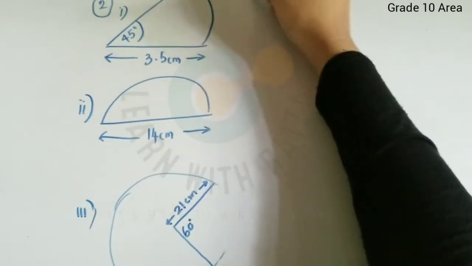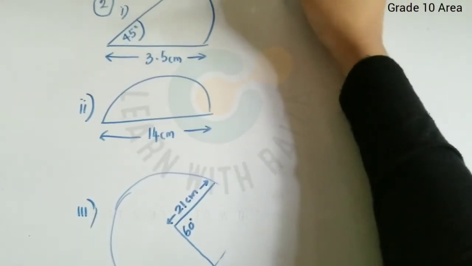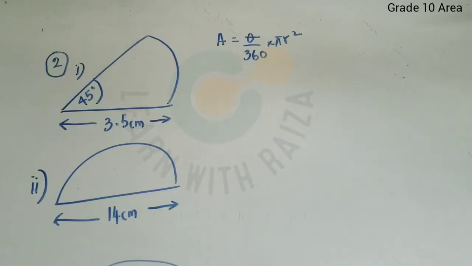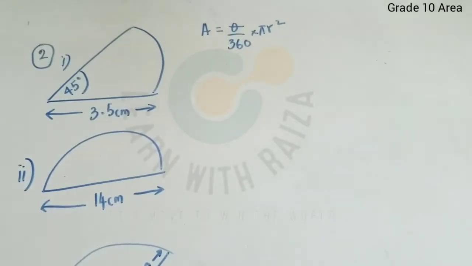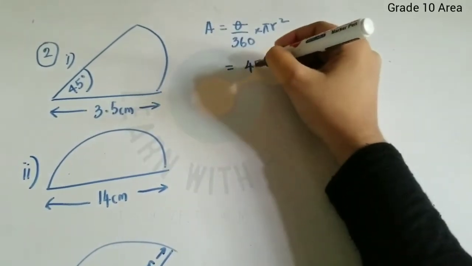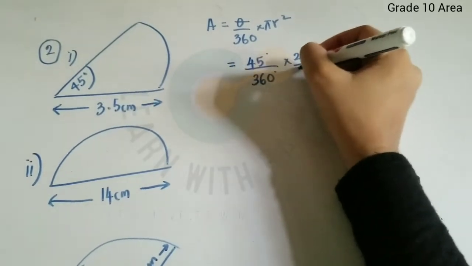So what is the formula for finding the area of the sector? Do you remember? Theta over 360 into pi r squared. So now we can substitute these values correctly. Theta is the angle value, 45 degrees over 360 degrees into 22 upon 7.